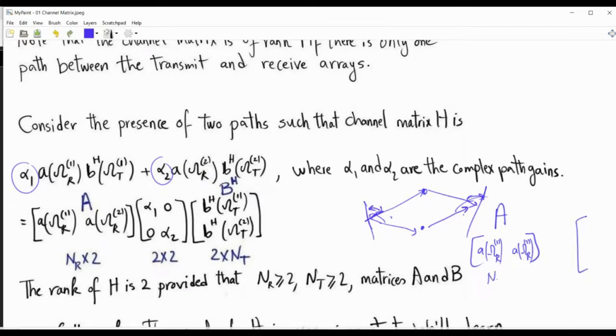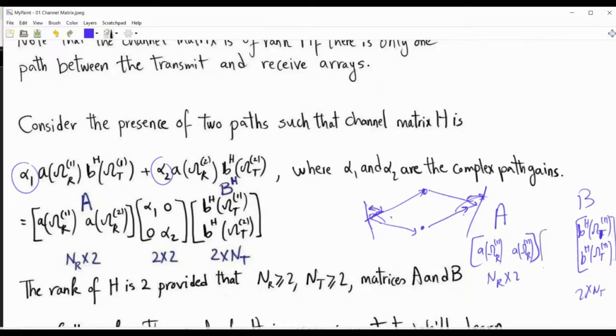And then there is a B now. So this is NR by 2, and then you take your B vectors and put them as rows here. So this is 2 by NT, and so here we put B Hermitian omega T1 and B Hermitian omega T2.